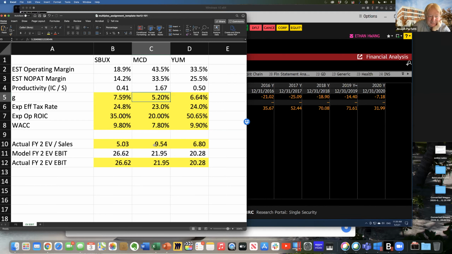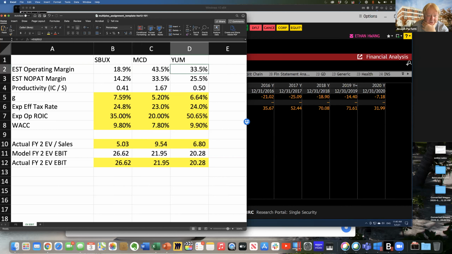Now, McDonald's has the highest EV to sales because they have the highest margins. They make the highest margins on their food at 43.5%. That's their operating margin, and after tax, 33.5. So even though they are spending more, because they're spending more at a lower cost of capital, this margin still rules, and that's why people are paying so much of a premium for their sales, $9.54.